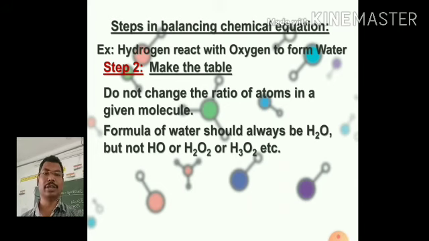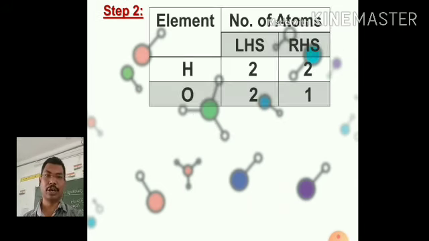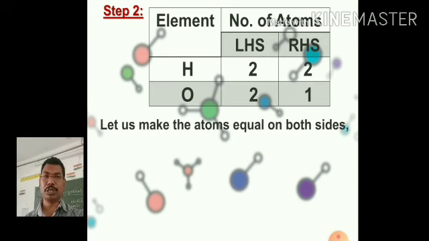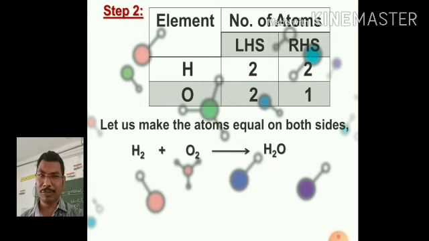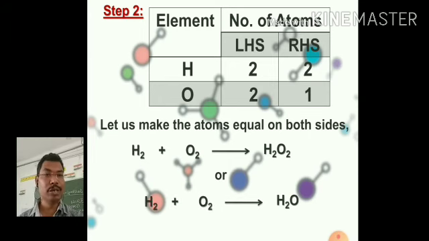Understood? Right. Now, let us make it equal. So, there are two possibilities to make equal. First one is, this is the given equation. Now, clearly check the number of oxygen atoms on the RHS. Yes, that is changed to 2, because to make the atoms equal, we have one possibility here. Whether it is correct or wrong, let us explore. Or by adding coefficients.